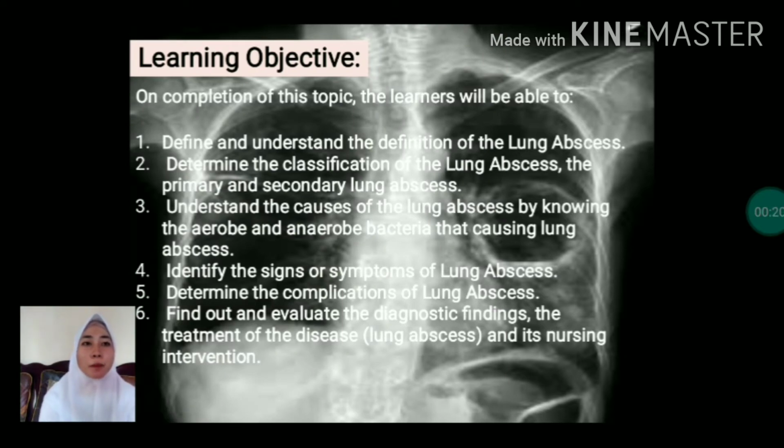On completion of this topic, the learners will be able to define and understand the definition of lung abscess, determine the classification of lung abscess, the primary and secondary lung abscess, understand the causes of lung abscess by knowing the aerobe and anaerobe bacteria that cause lung abscess, identify the signs or symptoms of lung abscess, determine the complications of lung abscess, and the last one is to find out and evaluate the diagnostic findings, the treatment of lung abscess, and its nursing intervention.